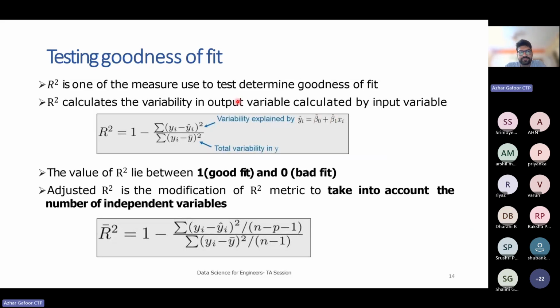Now, how to test the goodness of fit? This is the R square metric, which is one of the measures used to test the goodness of the fit. The formula for R square is 1 minus the summation of the individual calculations minus the mean or the line, divided by y minus the mean, the total variability in the data.